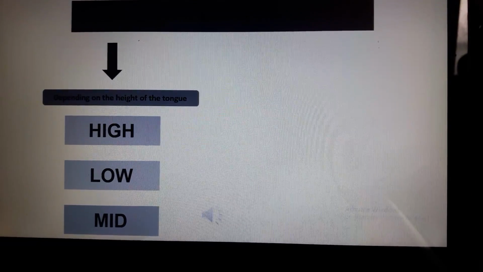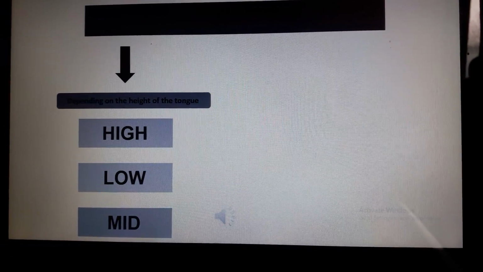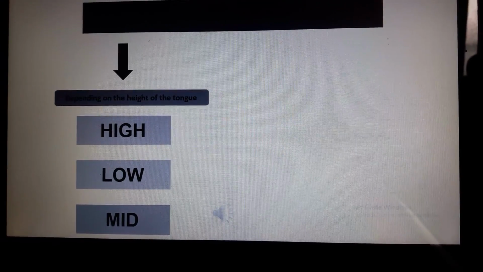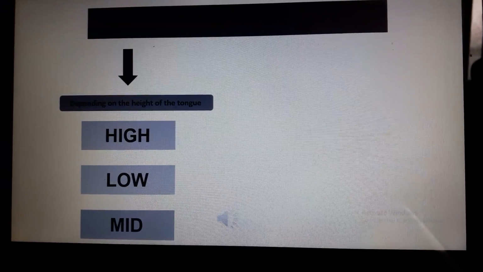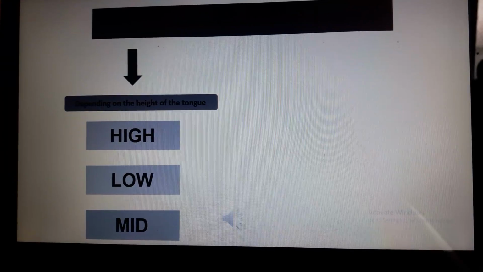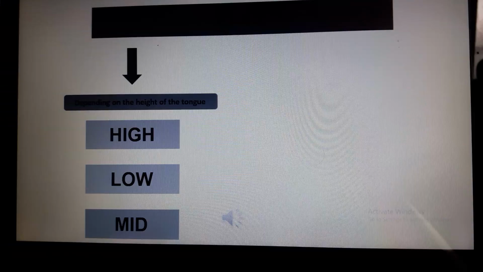This is classification of vowels. Depending on the height of the tongue, vowels can be classified into high, low, and mid vowels. First is when the front or the back of the tongue is raised towards the roof of the mouth, the vowel is called high. For example: pill, mid, look, or soon. Second is when the front or the back of the tongue is as low as possible, the vowel is called low.